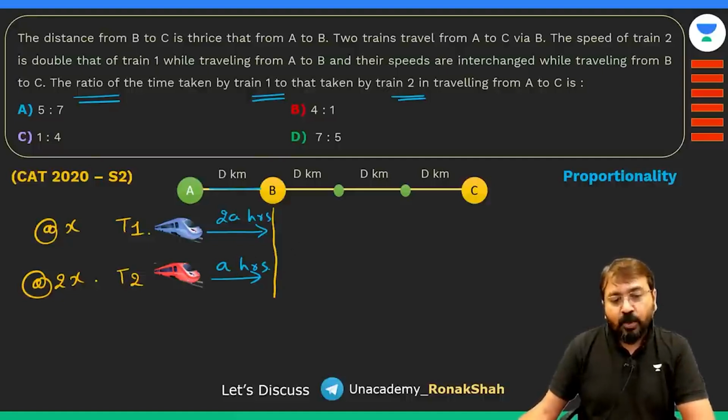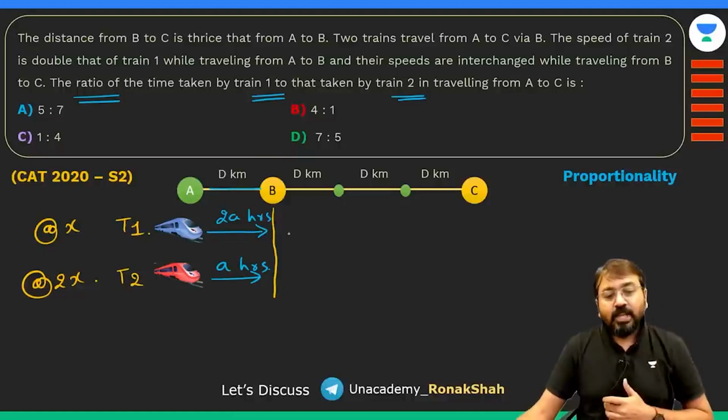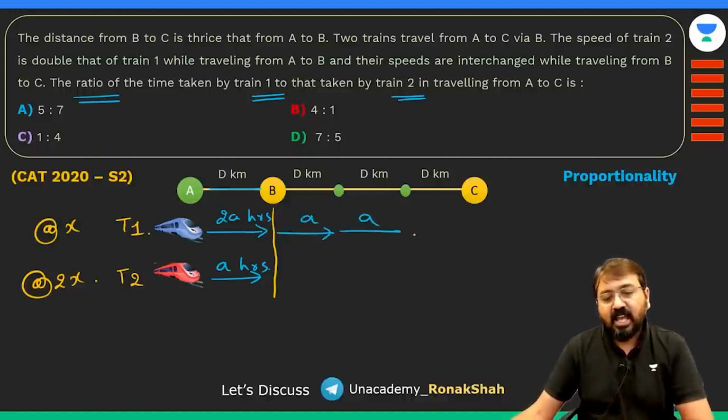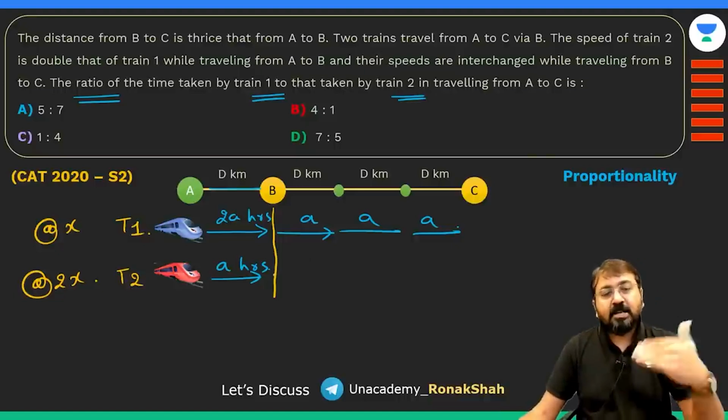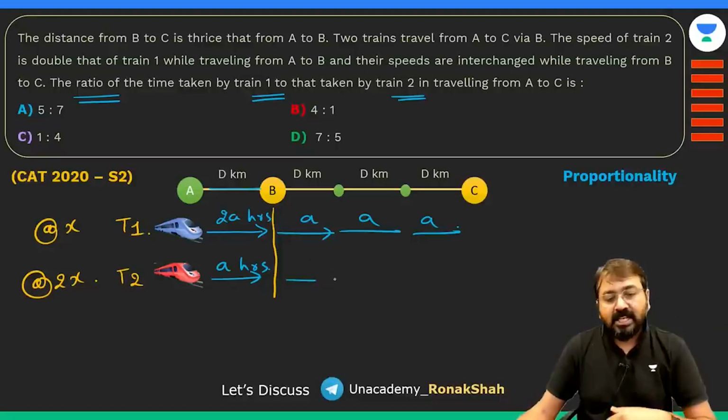Now from this point, the speeds have interchanged. So can I say train 1 will travel this distance in A hours, this in A hours, this in A hours, right? While the speed of train 2 has become x now, so it will take double the time, so it will travel this distance in 2 hours, this in 2 hours, and this in 2 hours.